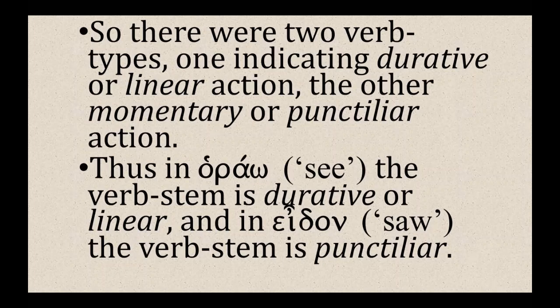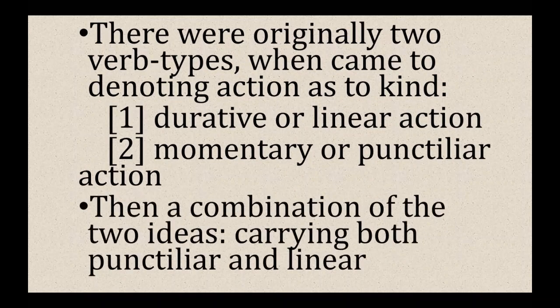And if you look them up in your dictionary, you'll find both forms as separate words. But in reality, eidon is just the aorist of horao. So that is originally how they would express that, to use the two different kinds. And then as things developed, instead of separate words, now we have suffixes that will indicate that.